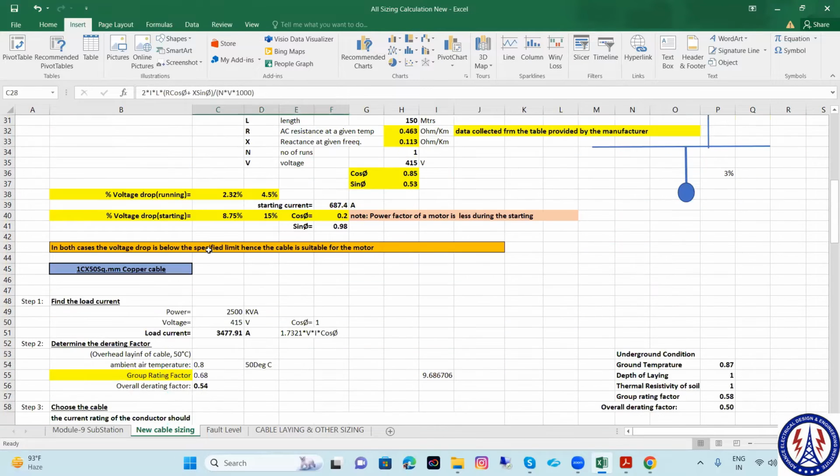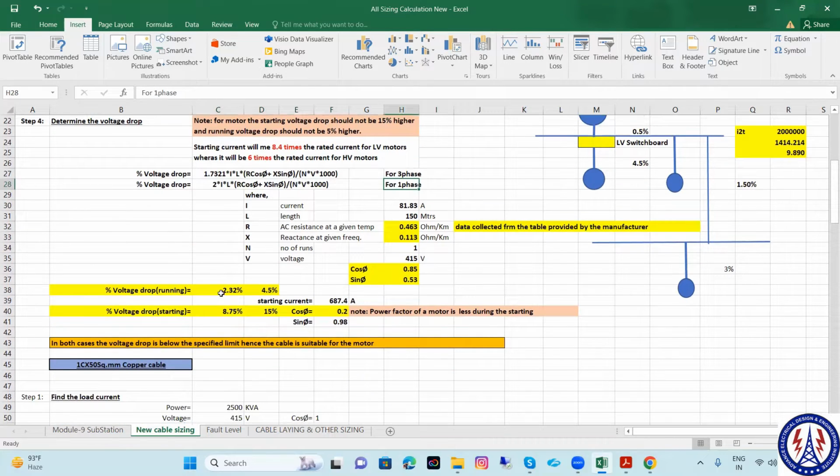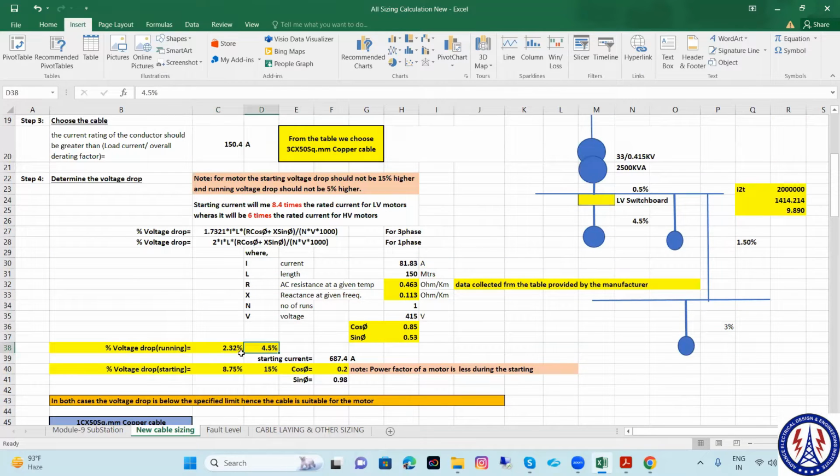Okay, so like this we can do. I am putting everything in the formula. It is coming 2.32. My requirement is 4.5, so definitely it is meeting my criteria.